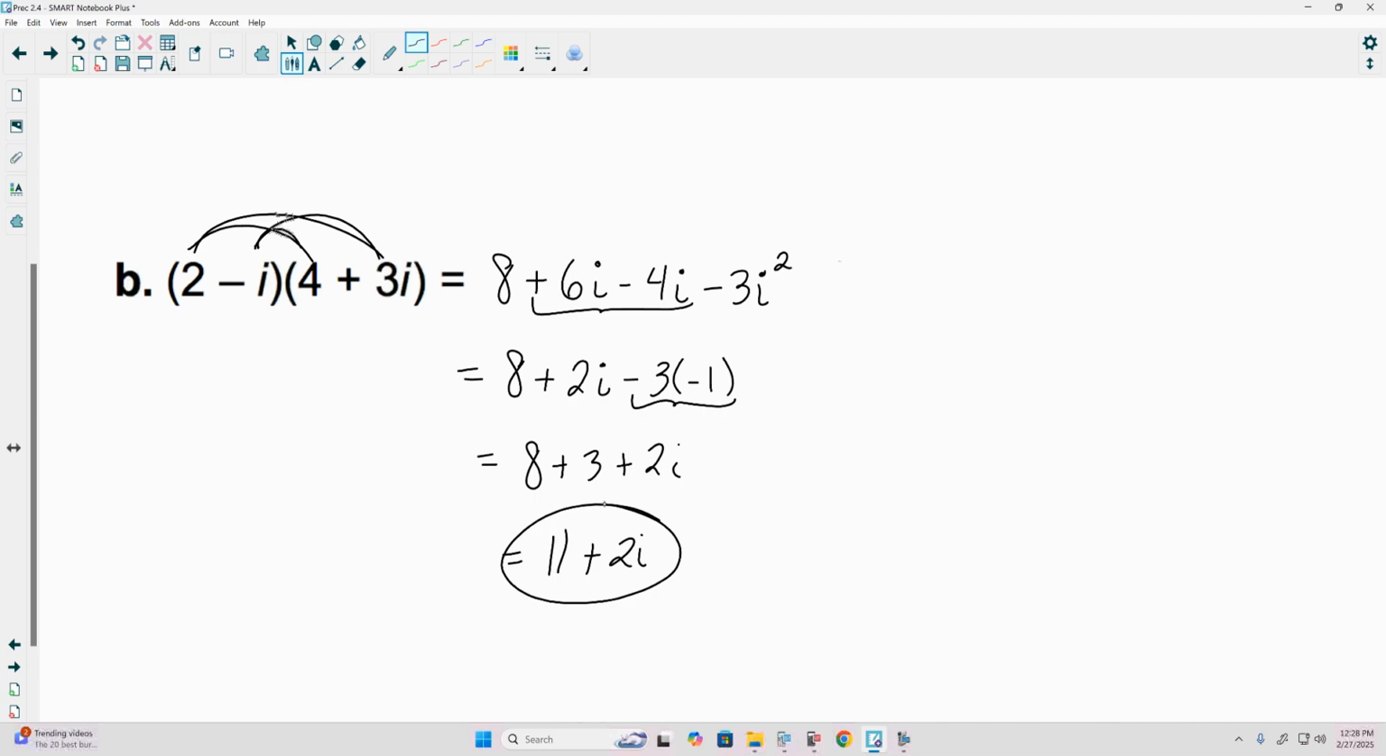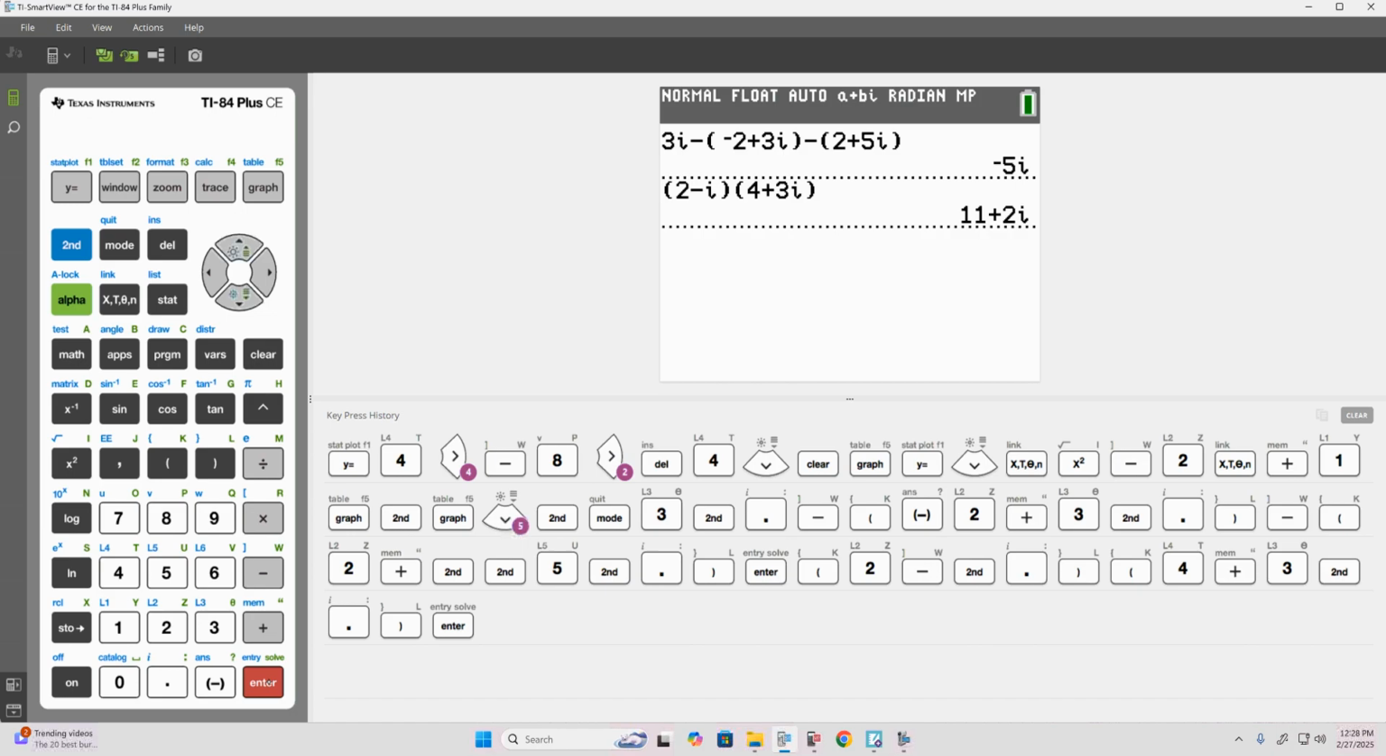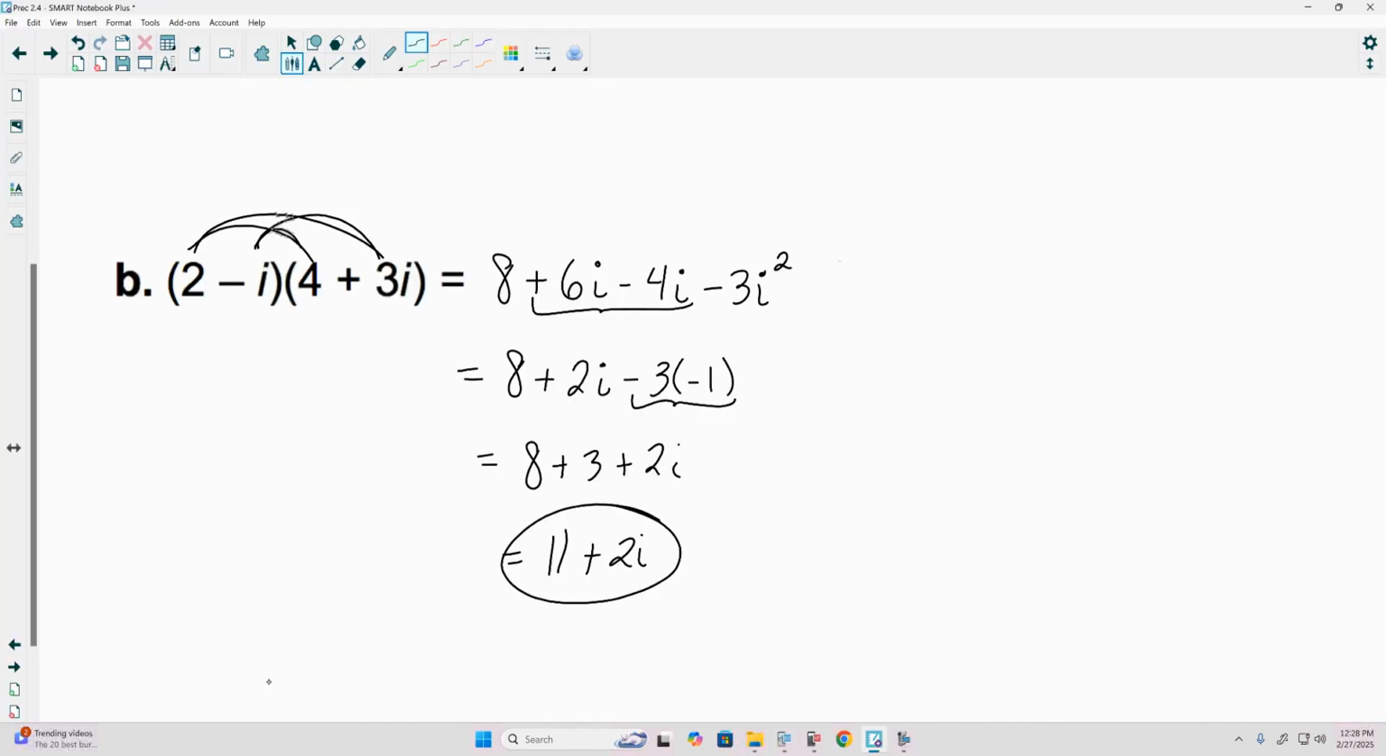Now we could also do these in the graphing calculator, because we could say 2 minus i times 4 plus 3i, and it'll give us the exact same answer.